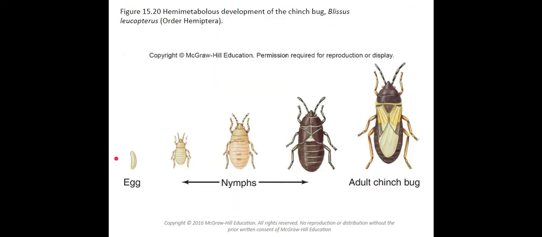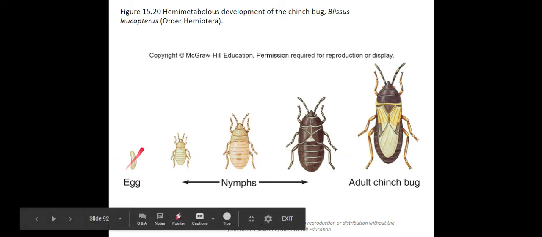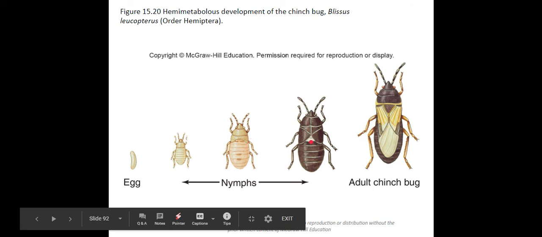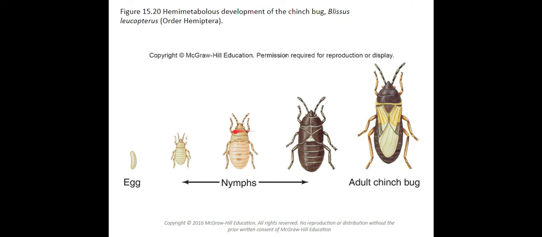So here is a hemimetabolous change. You have the egg. Here is the nymph. Now, its basic body structure is very similar, but notice no wings. And it gets larger and larger and starts to look more like it until it eventually becomes a full adult with its wings. So its basic structure is the same, but it doesn't look exactly the same. That's hemimetabolous.